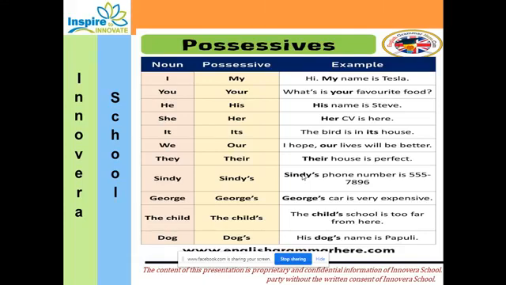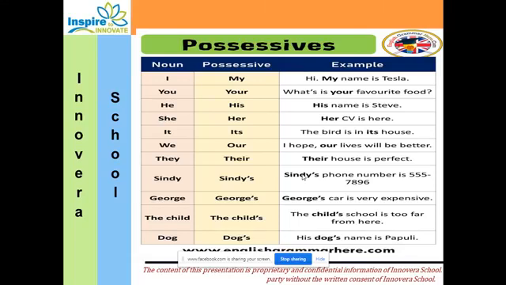Cindy's phone number is 555 7896. So here, whose phone number they have told, whose possession it is, whose belonging? Cindy's. So what will be the possessive here? Cindy's. Okay. George's car is very expensive. Whose car is very expensive? George's. So here you can find in possessive George's is written.